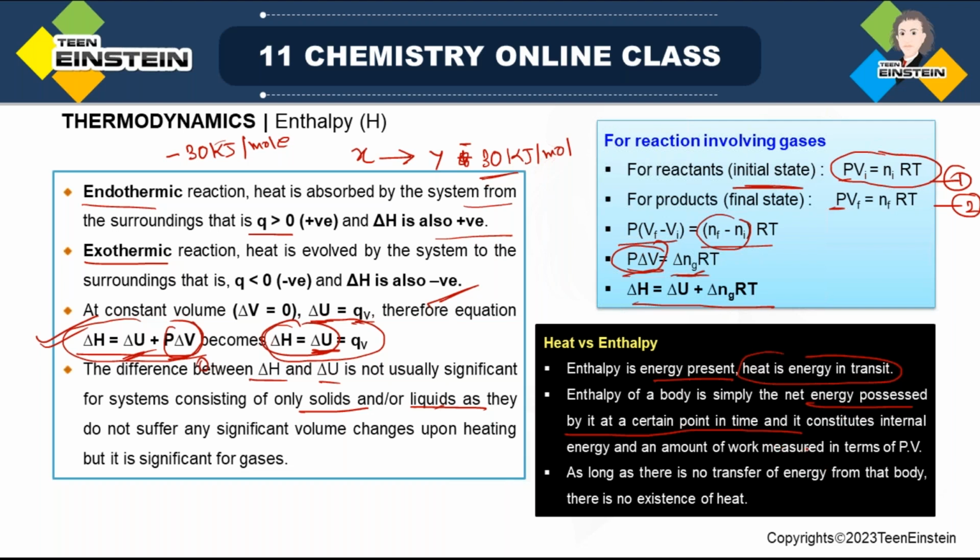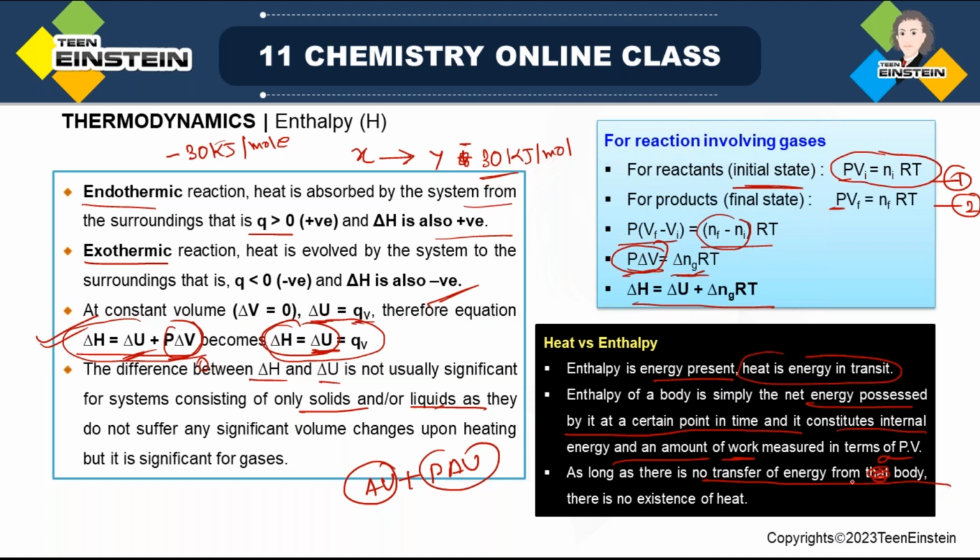So enthalpy is the net energy possessed at a certain point in time, and it constitutes internal energy and an amount of PV work. Remember, del H is a combination of del U and P del V. So it constitutes internal energy and also an amount of PV work or mechanical work. And as long as there is no transfer of energy from any particular body, you cannot use the term heat.